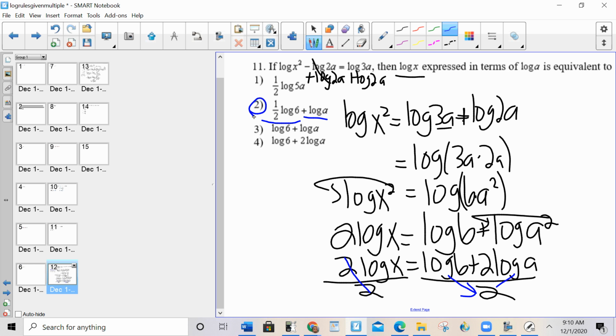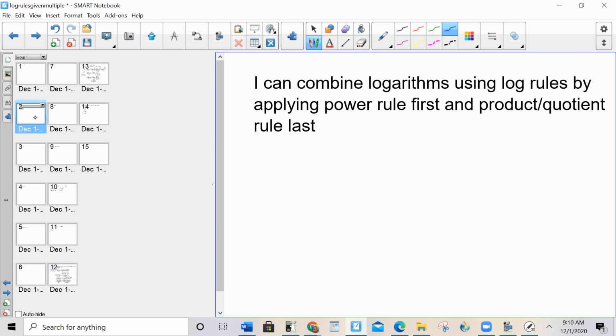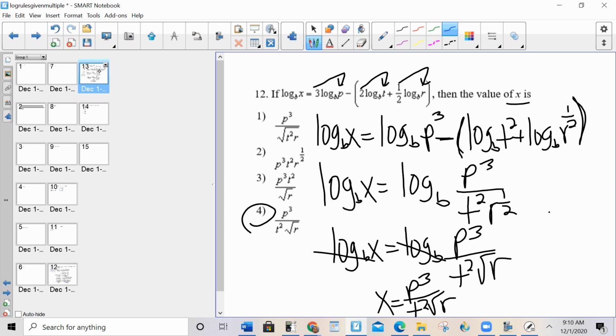But the lesson itself shouldn't be that challenging. You're going to combine logs by using your log rules. Apply your power rule first, your product and quotient rule last. So again, if you see a coefficient, put that back in the exponent first. Once you do that, you're going to write the log once. Subtraction becomes division. Addition becomes multiplication. And then if you need to put it back into a radical because you see a fractional exponent, you do that.